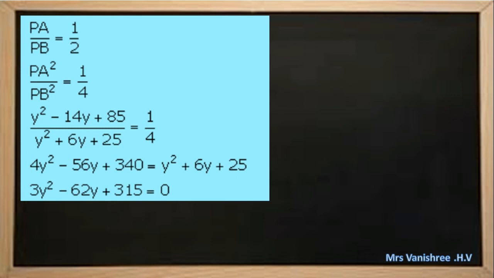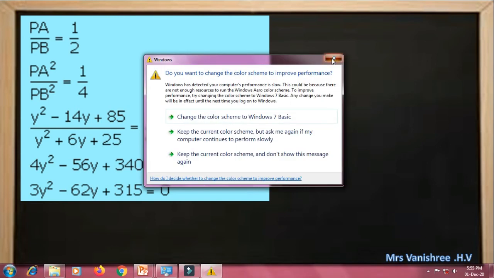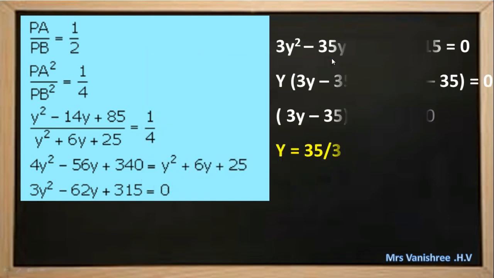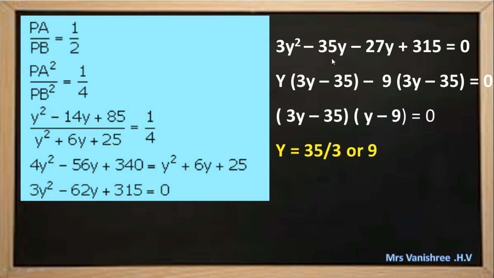By substituting the values, after simplification, just by doing cross multiplication, the equation will be 3y² - 62y + 315 = 0. Find out the factors. Hence, the value of y will be equal to 35/3 or 9. Therefore, a point on the y-axis is (0, 35/3) or (0, 9).